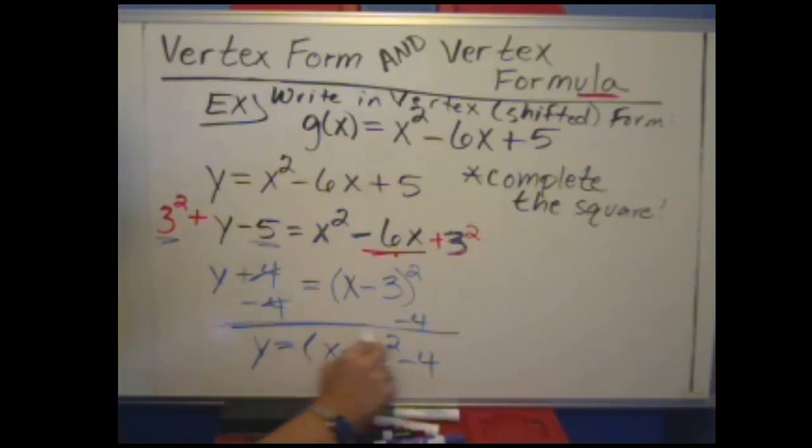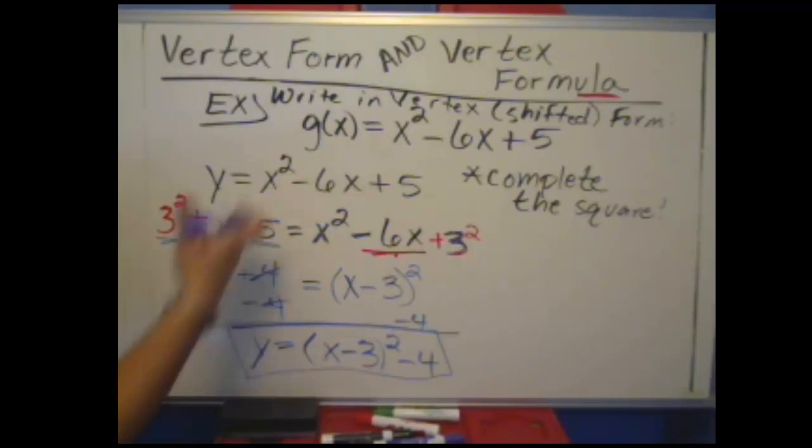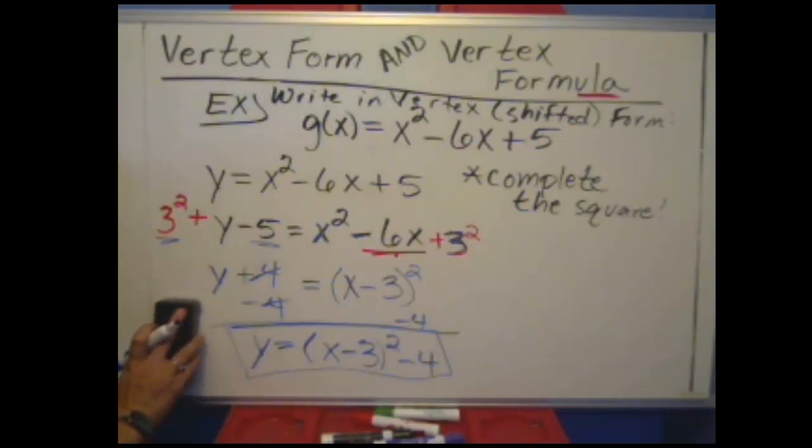So this right here is the solution to writing this equation in vertex form. Of course, putting a g of x on the front of it would also be nice. It would make it match the original a little better. Let's continue this example now and discuss the properties and the importance of writing an equation in this form. What can we tell quickly now from this form?